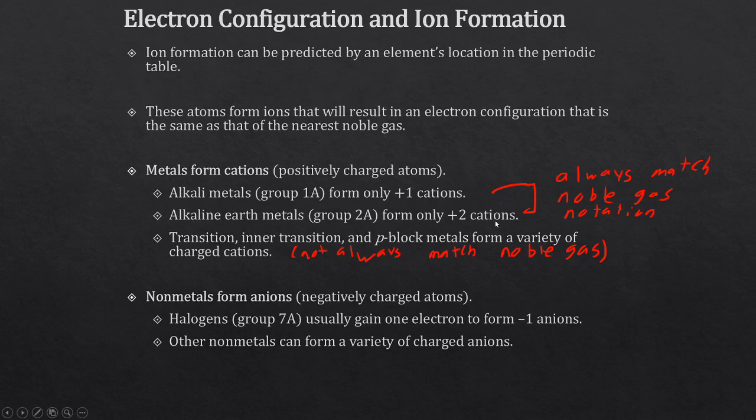Then you have nonmetals. These are going to form anions, negatively charged atoms. Halogens, the group right before the noble gases, are going to form -1 anions. Your other nonmetals are going to form a variety of charged anions, but the most common formation will be gaining enough electrons to reach the noble gas notation. So if you're ever not sure, unless you're given specific information otherwise, assume your nonmetal, when it forms a charged anion, is going to gain enough electrons to go from wherever it is to the noble gas that's closest to it to the right.